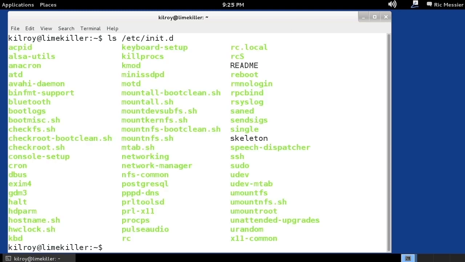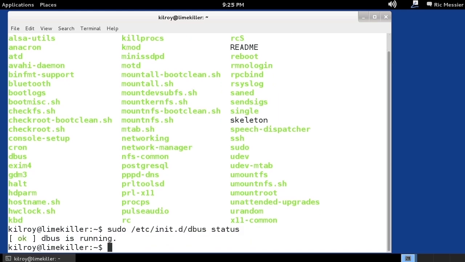So there's a directory that I want to look at first here. That's /etc/init.d. And /etc/init.d is where, on most Linux systems, you will find the scripts that actually manage the services on your particular system. Now, these are generally bash scripts, and they take a number of parameters depending on what you want to do. Let's get a status on Dbus. And you can see Dbus is running.